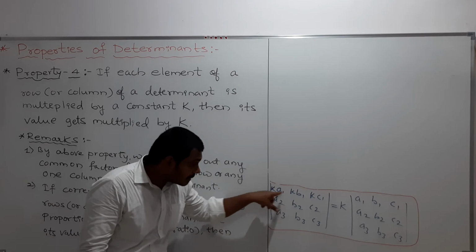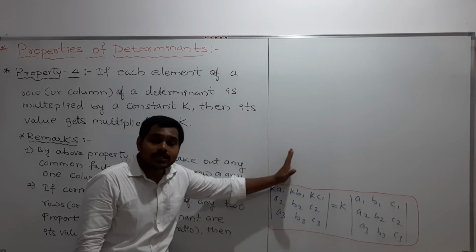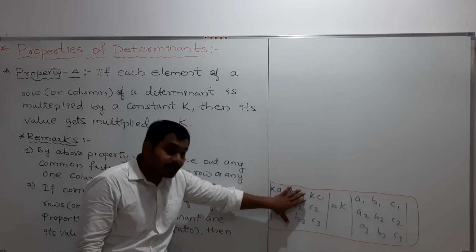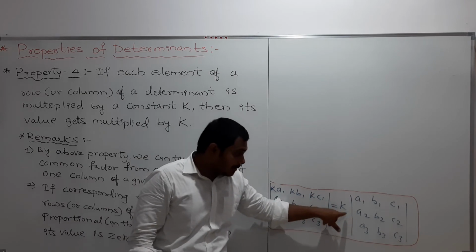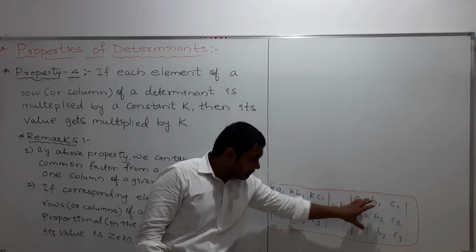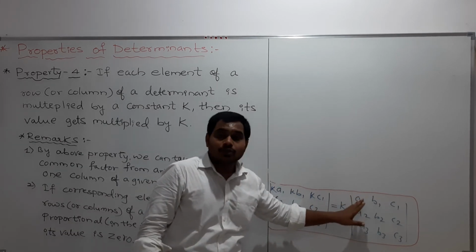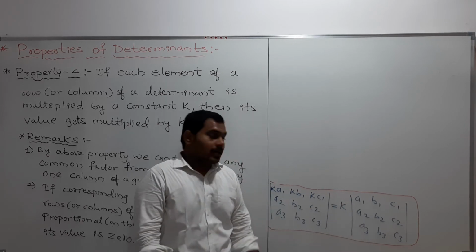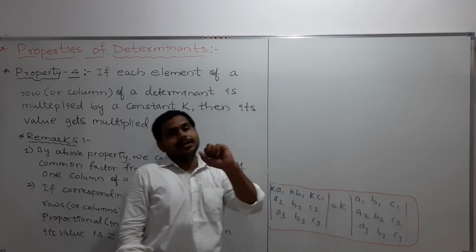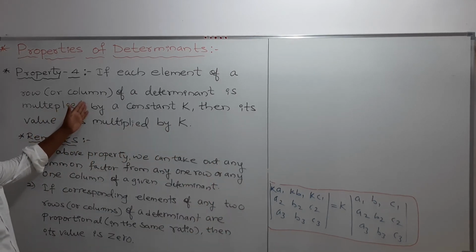After multiplying by the constant k, the value of the new determinant is k times the original determinant. Whatever constant you multiplied, this determinant's value is equal to k times the original determinant. Clear? That is what it says: its value gets multiplied by k. So if you solve it, the value is always a multiple of k. Either you can say it like this, or k times the original determinant. This is the statement.